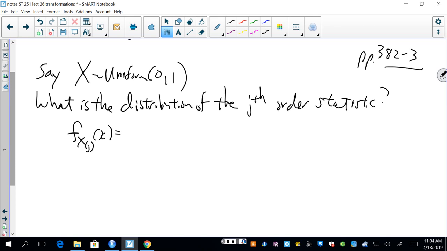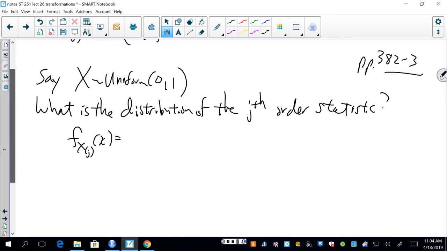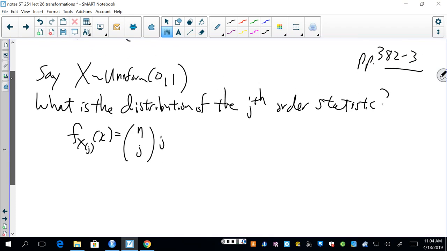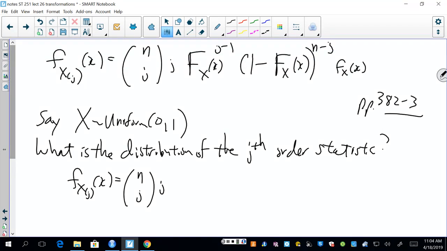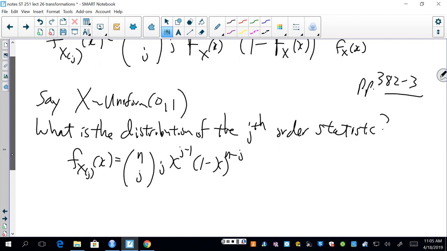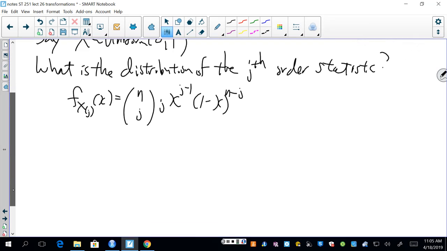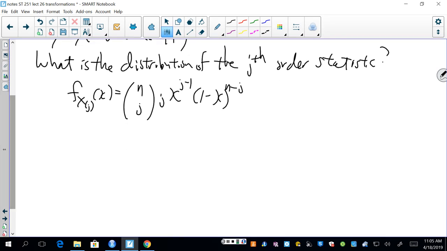of x, there's that n choose j times j is there. And then it's x to the j minus 1, and 1 minus x to the n minus j, and the density itself is just 1. So that's the density.